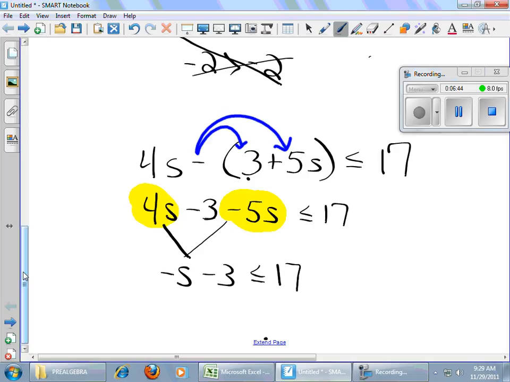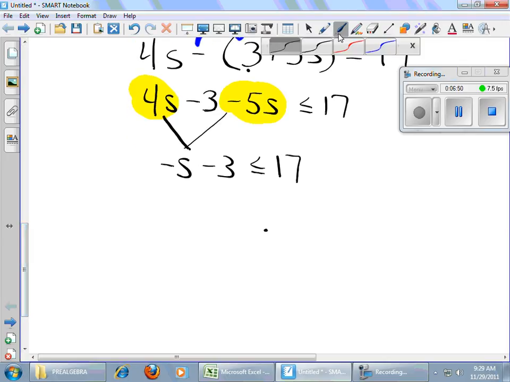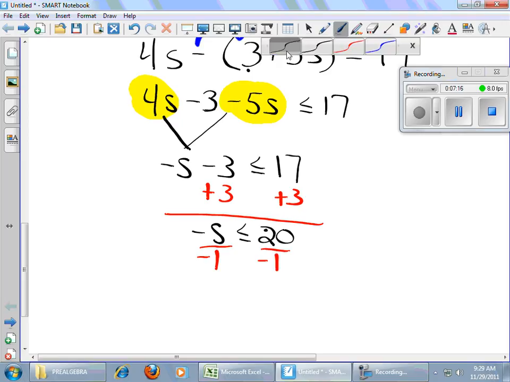Now I have what looks like a one-step equation. Technically, it's a two-step equation. So I will go ahead and solve it. I will end up with negative s is less than or equal to 20. I don't want negative s, I want a positive s, so I have to multiply by negative 1 or divide by negative 1. I'll divide by negative 1 in this case. Danger, Will Robinson. Okay. A negative s divided by negative 1 is s. My inequality must flip. And 20 divided by negative 1 is negative 20.